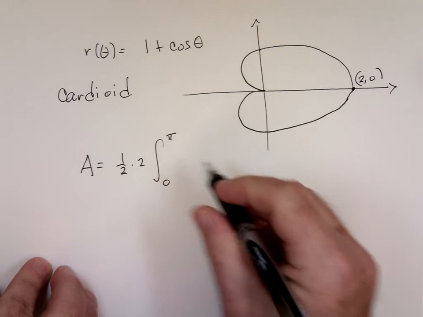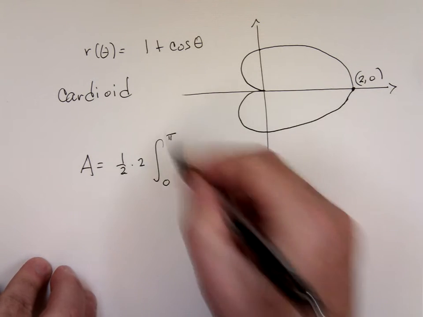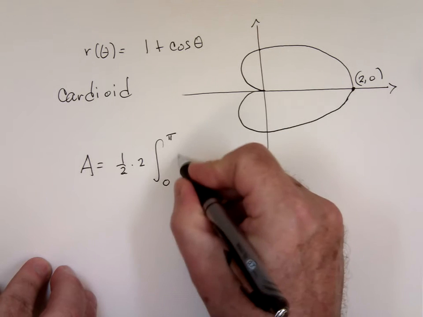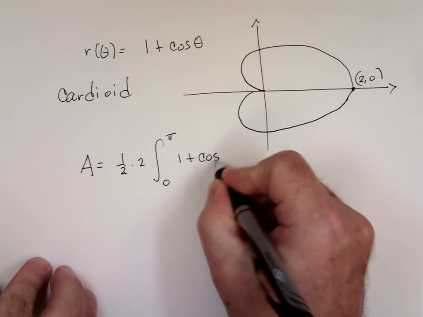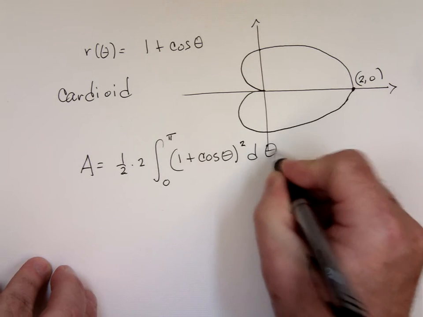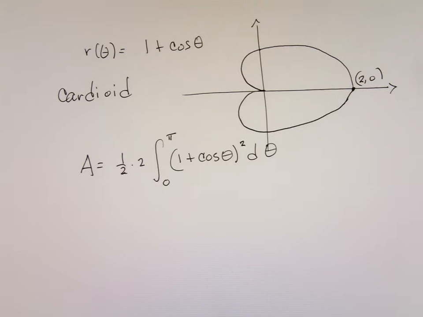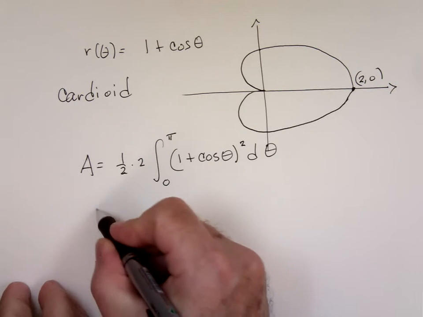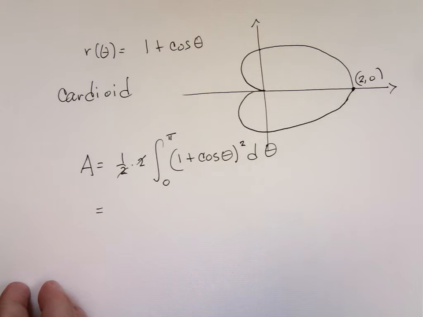So the integral from 0 to pi of r squared, where r is equal to 1 plus cosine theta, and we're going to square that. Sometimes these do get messy, I must say, but that's the way it goes. The 2's cancel. We have to integrate 1 plus cosine theta, squared. To do that, multiply it out.